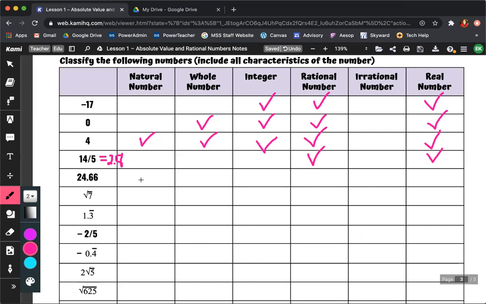24.66 has a decimal, so it can't be natural, can't be whole, can't be an integer. It's a rational number and a real number.